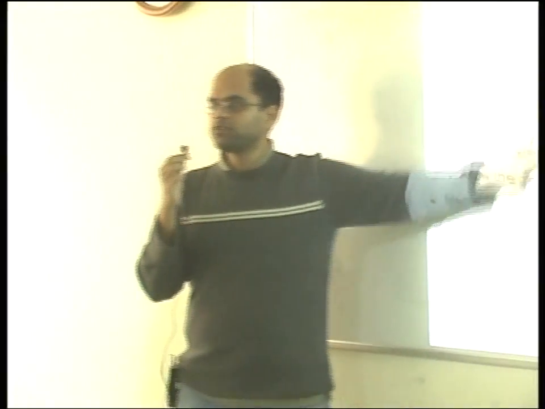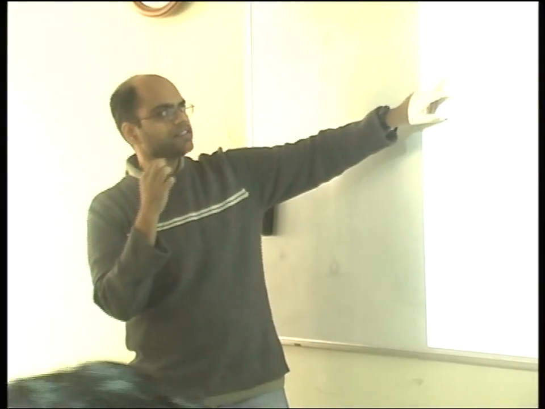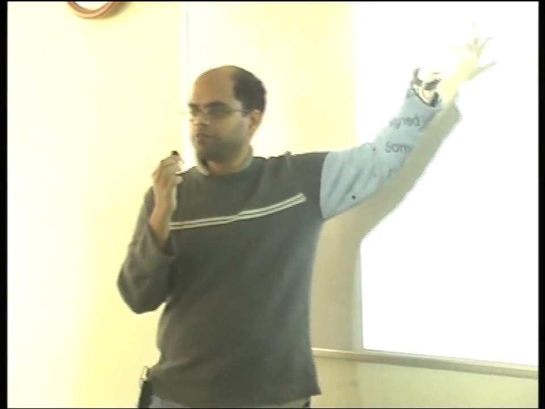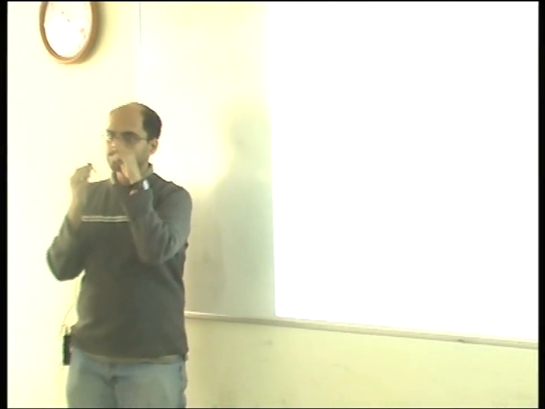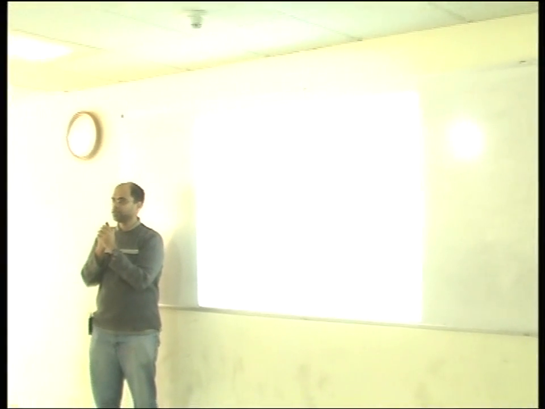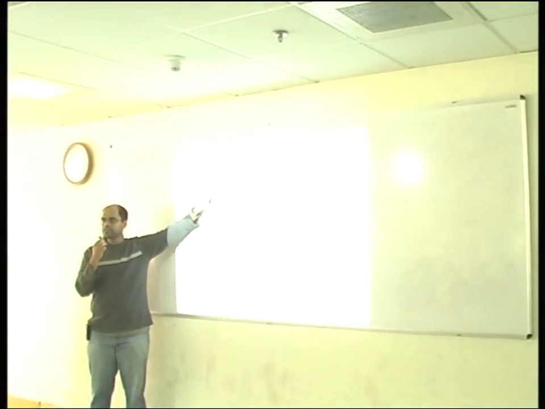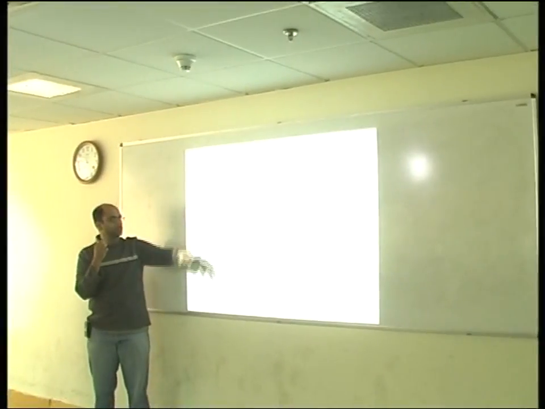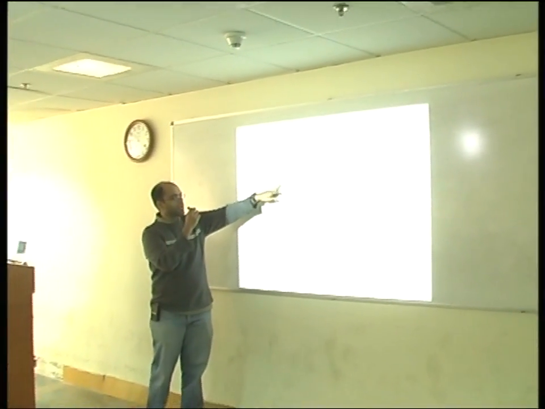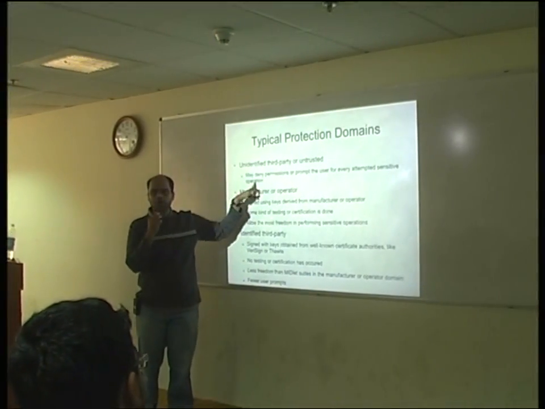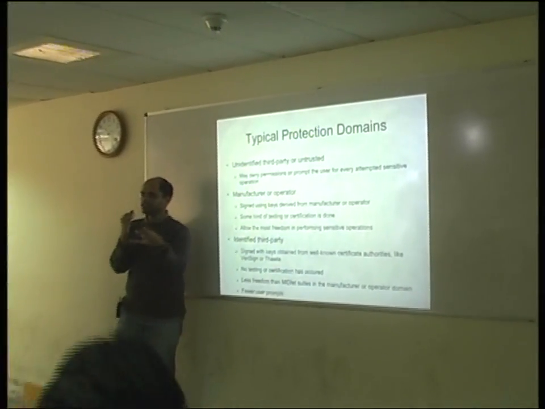So what are typically the domains that you have on your phone? On the phone there is one called unidentified third party, or totally untrusted. Whatever applications you will develop in your programming assignments will all lie here. It's untrusted, it's a third party application. So it may deny permission or prompt the user for every attempted sensitive operation. So in your application there will be lots of permissions asked.